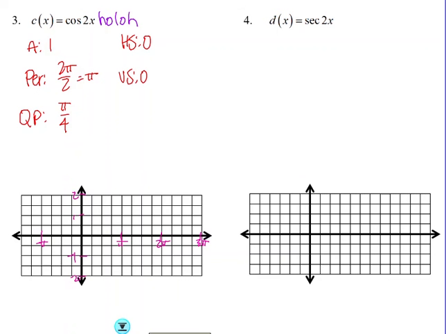So since my starting point is going to be (0, 0), and this is cosine, my amplitude is 1, so I'm going to start high. My quarter period is pi over 4, which means that at every line on this graph I should have a point. So then I go 0, low, 0, high. So this is my cosine curve.